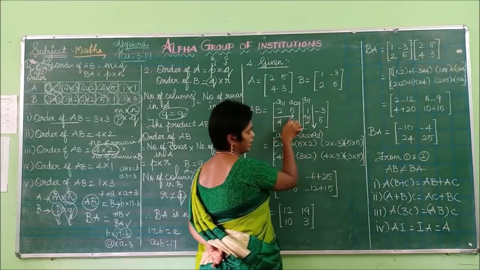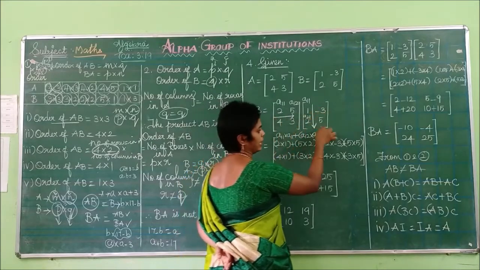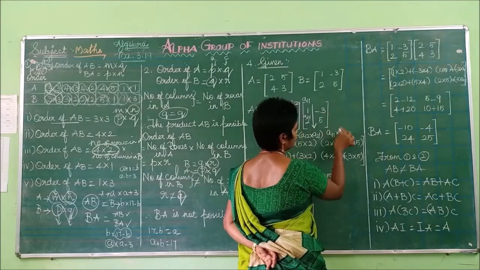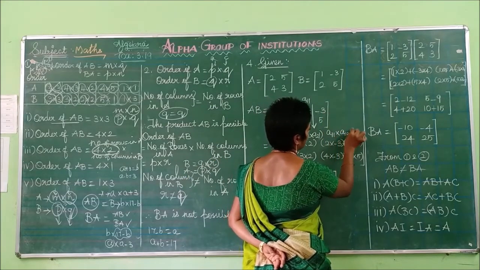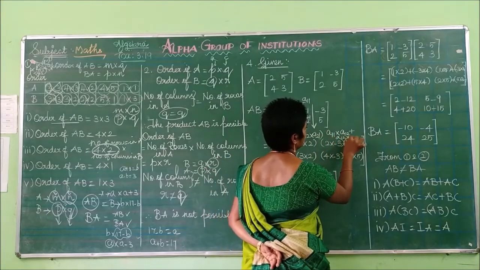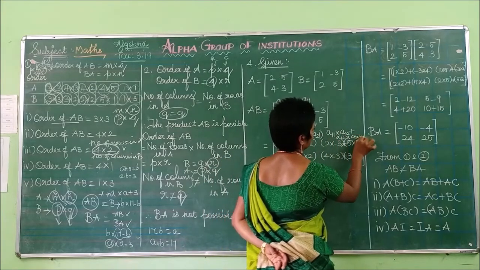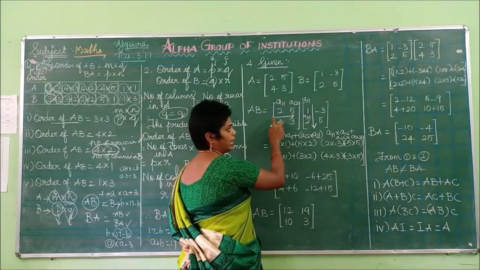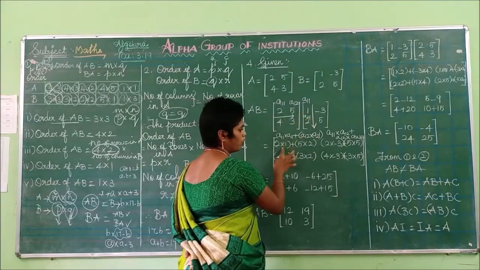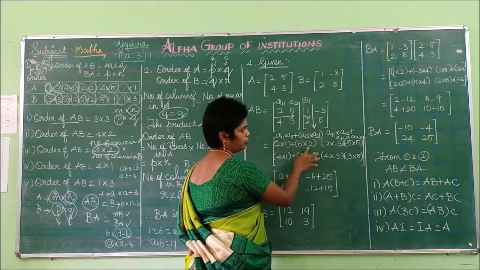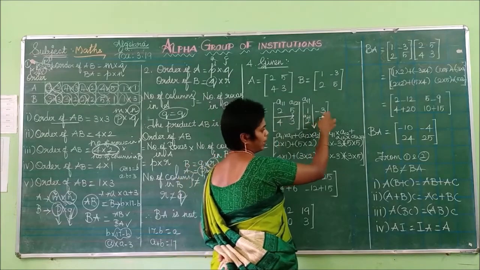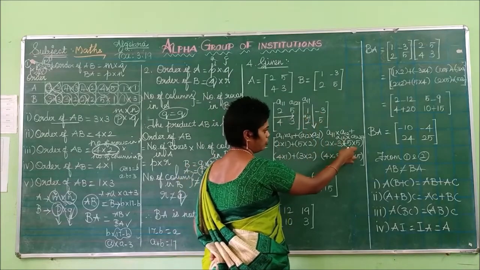Then you can take this first row and second column. Our first row is A11 into A12 plus here this is A12 into this is A22. Likewise, you have to take the first row with the first column: 2 into 1 plus 5 into 2. Then take the same row and the next column: 2 into minus 3 plus 5 into 5.